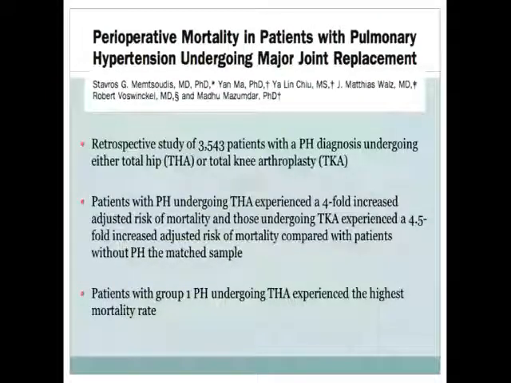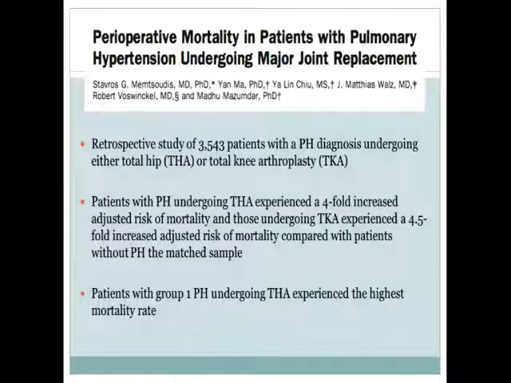This study specifically looked at about 3,500 patients retrospectively. This was in Anesthesia and Analgesia in 2010. And they looked at patients with a diagnosis of PH undergoing either a total hip or a total knee arthroplasty. And they found that there was a 4 to 4.5 fold increase in the mortality rate in patients with pulmonary hypertension. And the subgroup that had group 1 pulmonary hypertension experienced the highest mortality rate.